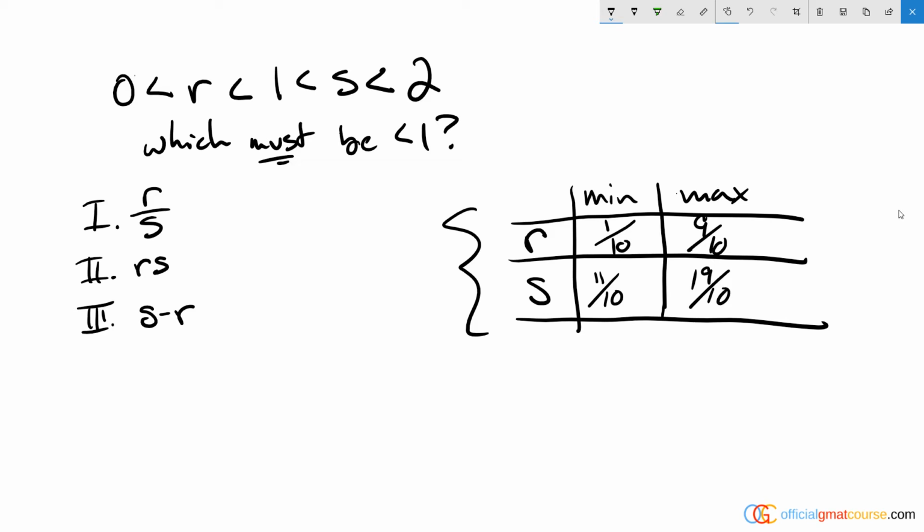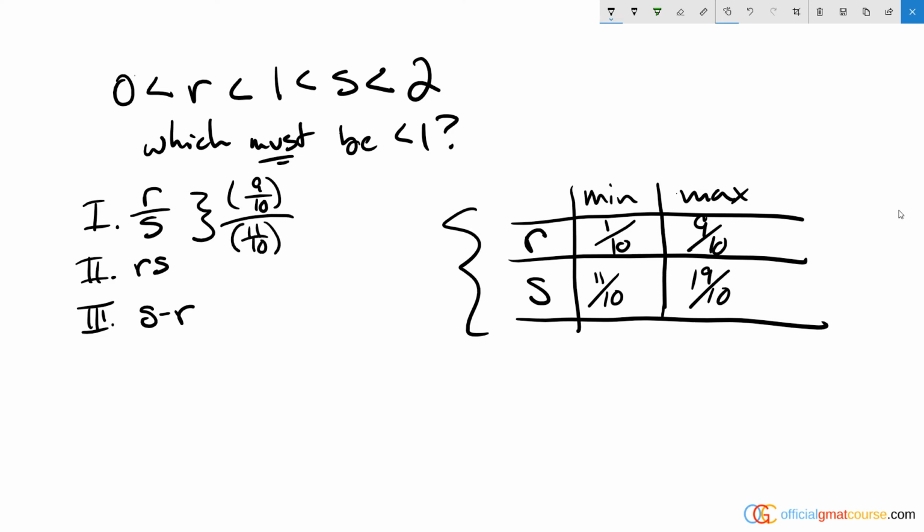Now, looking at these values, what would maximize statement 1? Because what I'm trying to do is force it to be larger than 1. If when I maximize it as much as I can, I still find that I can't get it to be greater than 1, then it must always be less than 1. So in order to maximize statement 1, I would want R to be as large as possible, 9/10, and I would want S to be as small as possible, which would be 11/10.